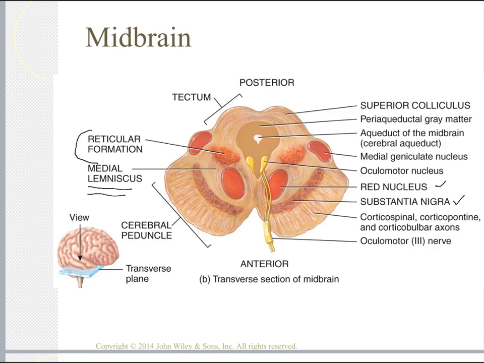We have a couple other regions, a corticospinal, a corticopontine, and a corticobulbar axons. Again, that word spinal indicates that these are motor tracts. And lastly, our oculomotor nerve. This is cranial nerve number 3 that's responsible for eye movement.